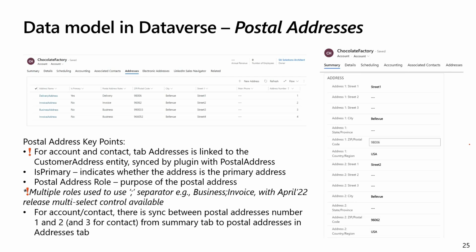For the its primary flag, this is a concept that is available in FNO. It has particular significance when talking about the electronic address. We will be covering that in a minute. For the account entity, when creating a new account, the address 1 and address 2 fields from the summary tab will correspond to two addresses created and available in the addresses tab. These will have the default purpose, delivery, and invoice. For the contact entity, addresses 1, 2, and 3 from the summary tab upon creation will correspond to a set of three addresses created as well, with the default purposes being business, invoice, and delivery. The synchronization between these addresses will be based on the address number.